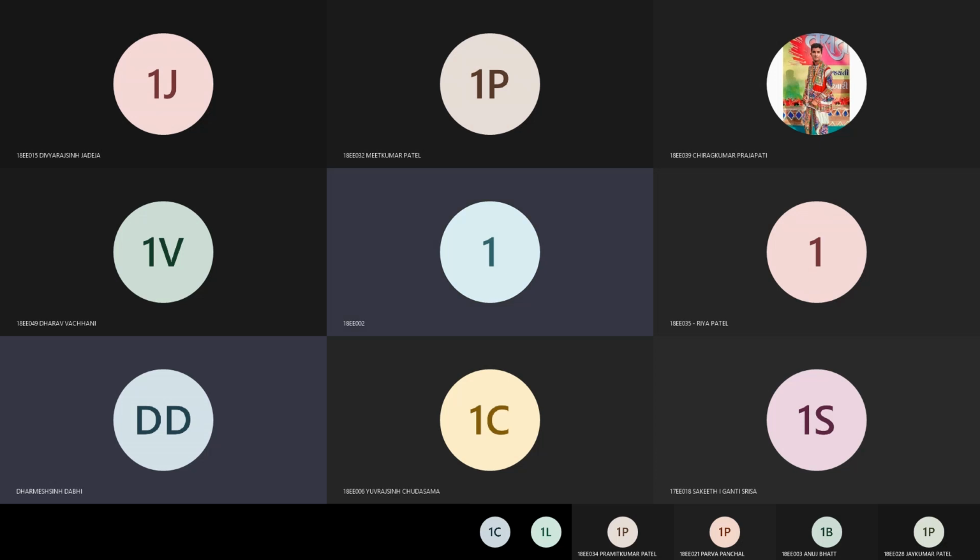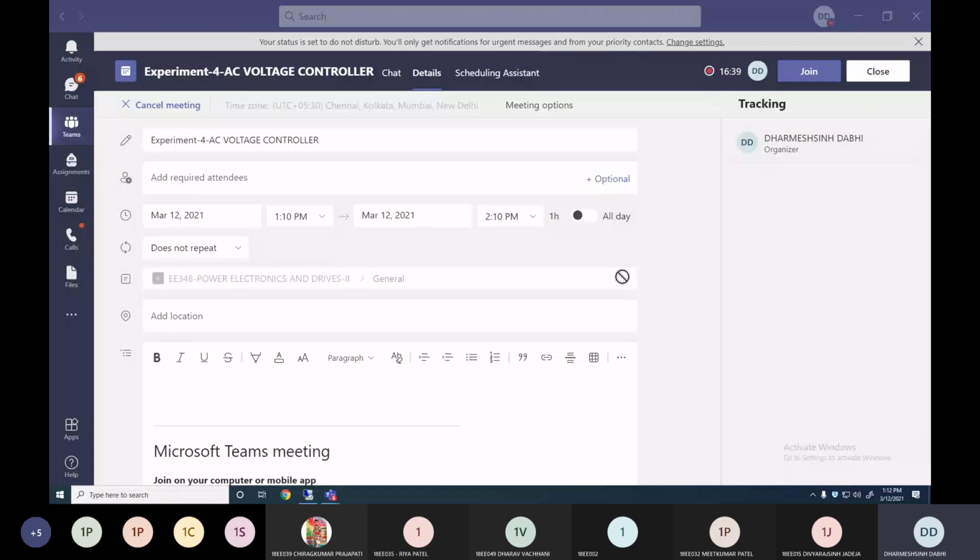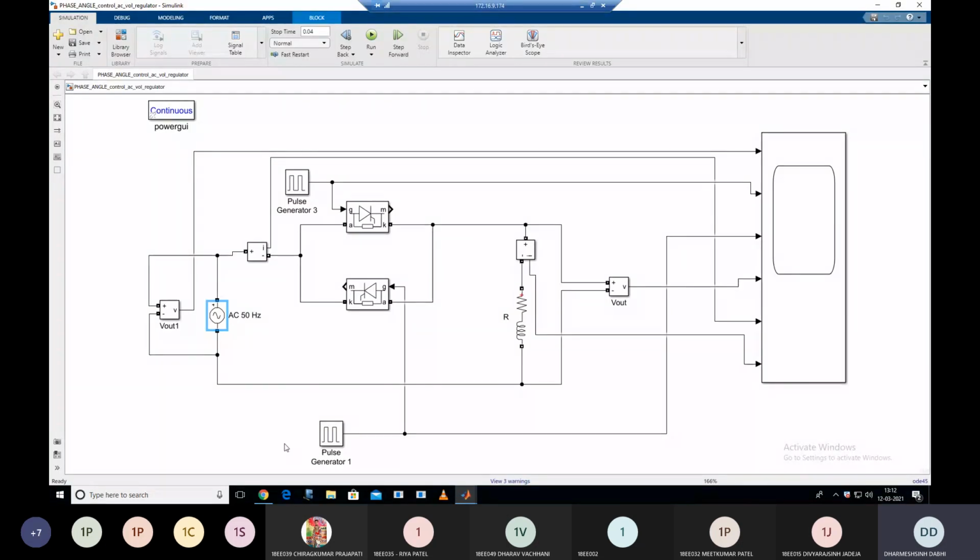Sir, screen is not seen. Okay. Sir, screen is not visible. Okay, sorry. Now are you able to see this, all of you?